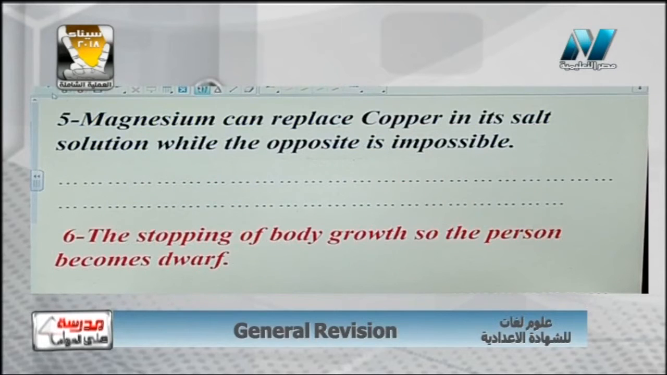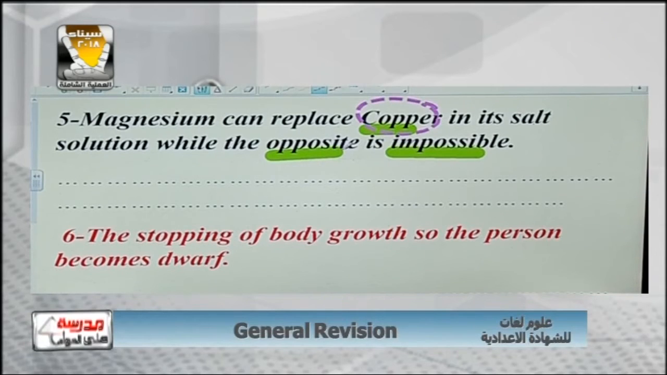Next question is, magnesium can replace copper in its salt solution while the opposite is impossible. يعني المغنيسيوم كان replace copper، يقدر يخش مكان الكبر، but the opposite العكس ما بيحصلش. يبقى هنا which one is more active؟ Which one is more active؟ اكيد المغنيسيوم.